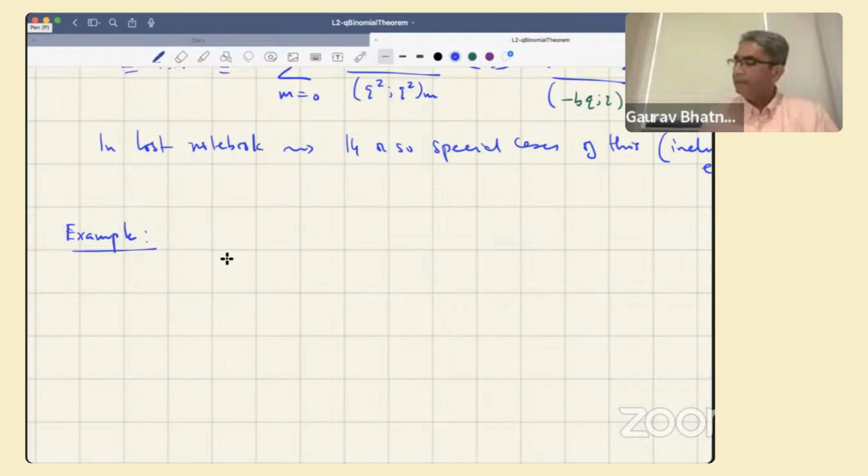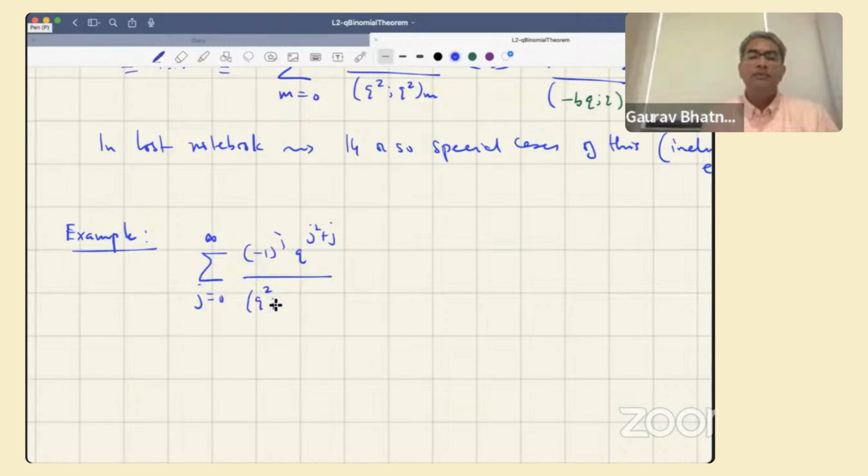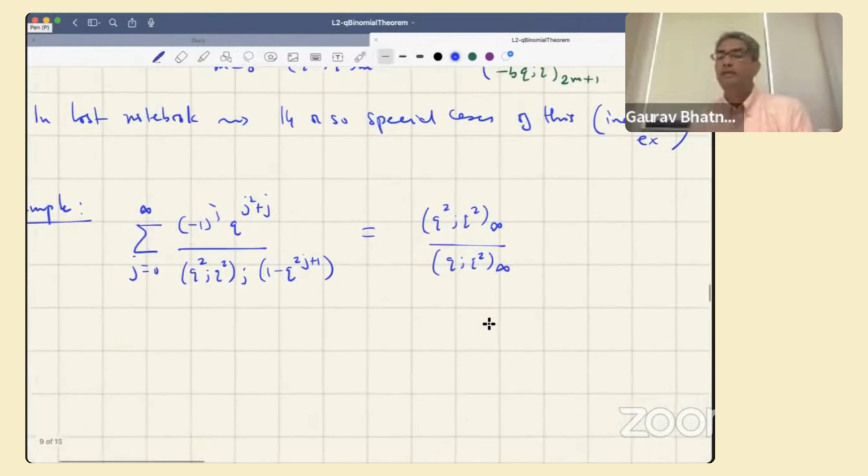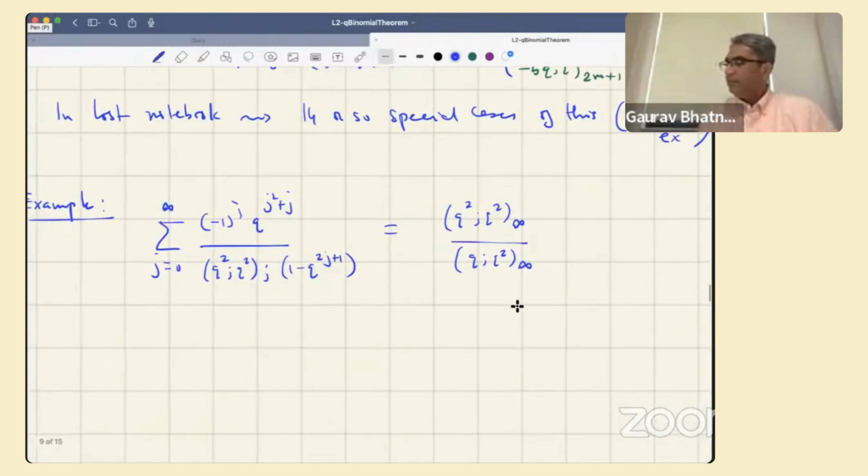And in the lost notebook, this is what it looks like. Sum over j going from 0 to infinity, (-1)^j q^(j^2+j) divided by (q^2; q^2)_j (1 - q^(j+1)). This is equal to (q^2; q^2)_infinity, (q^2; q^2)_infinity.